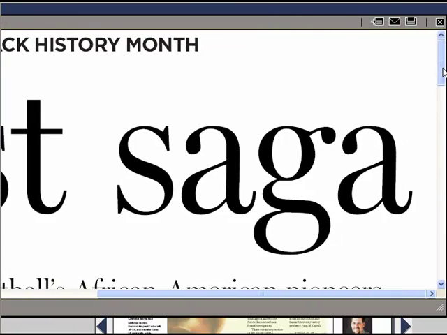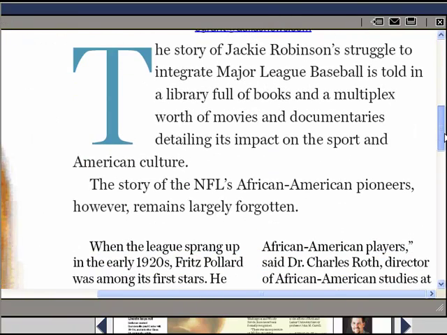As the story points out in its first few paragraphs, the history of Jackie Robinson's struggle to integrate Major League Baseball is told in a library full of books and a multiplex worth of movies and documentaries detailing its impact on the sport and American culture. The story of the NFL's African American pioneers, however, remains largely forgotten.